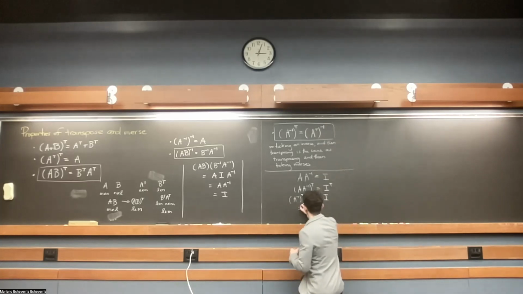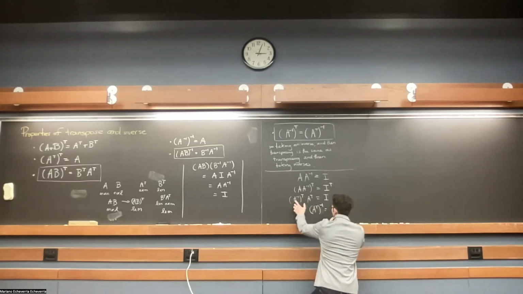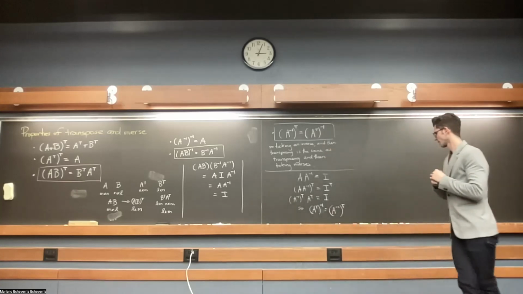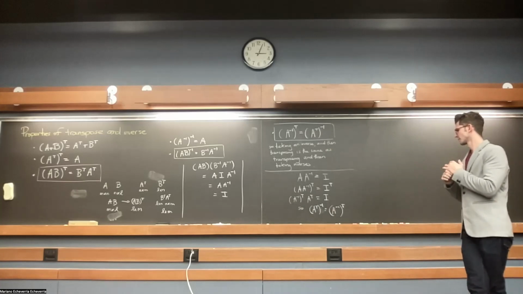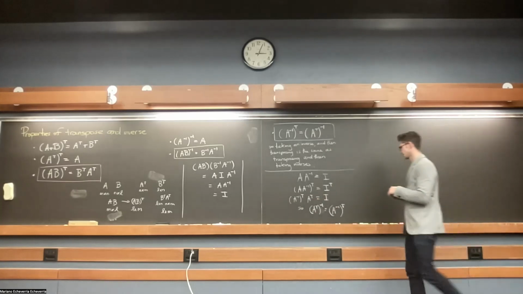So from here, it looks kind of weird, but that means that A transpose... let's see. The inverse of A transpose has to be the matrix that when you multiply it by A transpose gives you the identity, so it is A inverse transpose. Because when they multiply each other, they give you the identity, so one has to be the inverse.